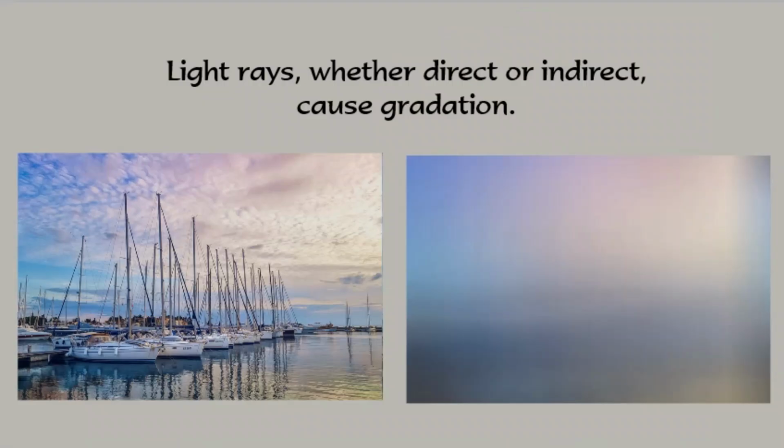But the other thing I want to show you is how light rays, whether direct or indirect, cause gradation. They cause gradation within whatever the overall light source is doing. Now, in the aerial perspective, it's the overall light source that causes the whole scene to feel like it's moving towards the light in gradation. But let's look within that gradation. What happens within that gradation that is actually caused by the light rays?